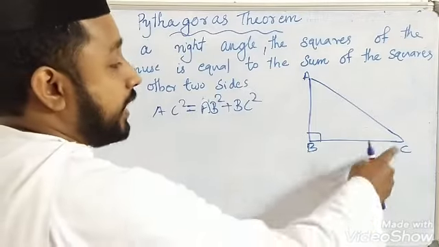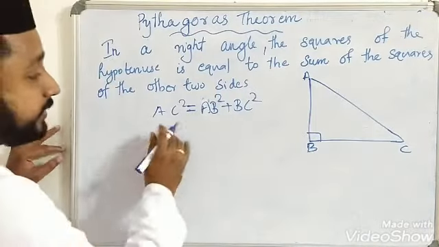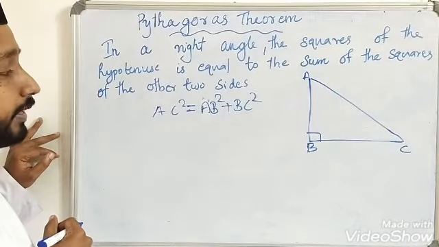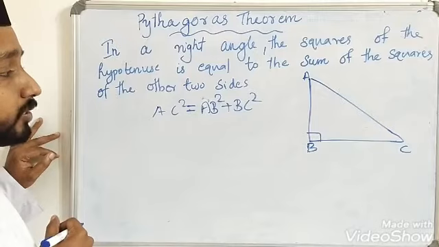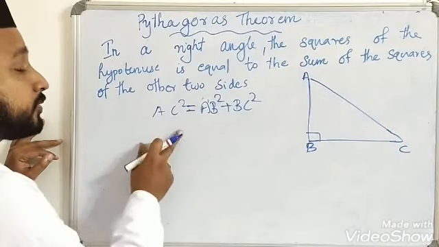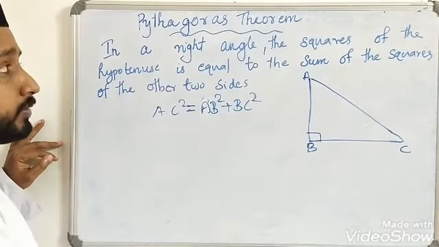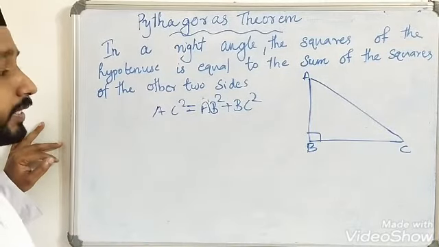So AC is the hypotenuse. AC square is equal to AB square plus BC square. That is, hypotenuse square is equal to the sum of the squares of the other two sides. That is known as Pythagoras theorem.